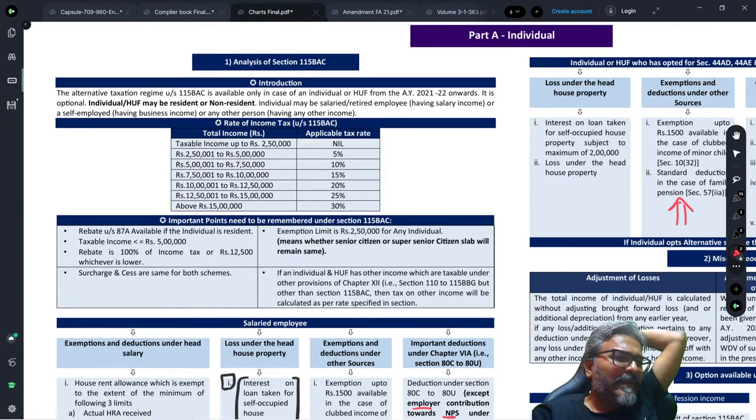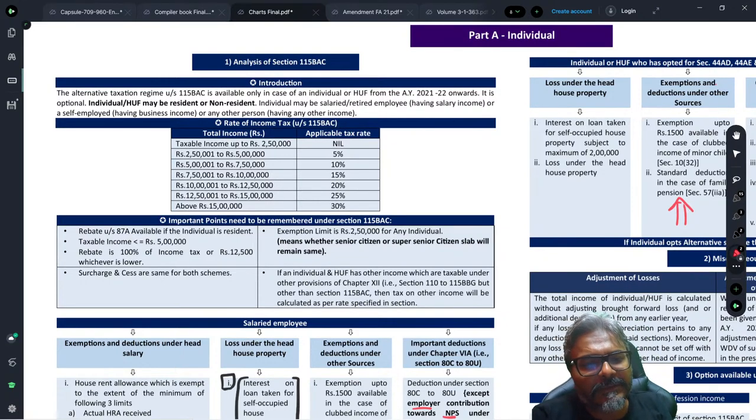115 BAB and 115 BAA are applicable only in respect of a domestic company. Whereas 115 BAC, is it applicable for a resident and a non-resident individual? To that, the answer is yes, students. So it is applicable to both. Just be very careful on this particular point. I hope every one of you students is clear with this one.